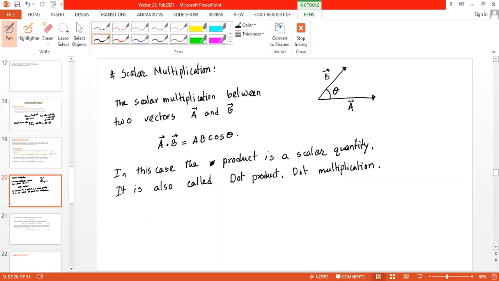It is called dot multiplication or dot product because we are using a dot sign here, that is why. Dot multiplication means scalar multiplication. And a real life example of this is, for example, work.